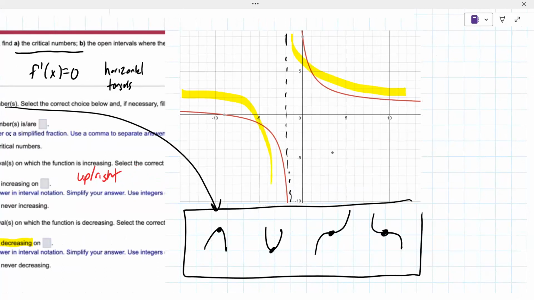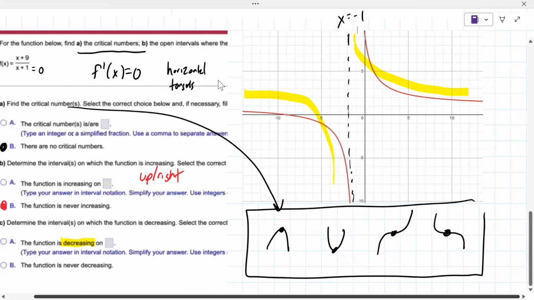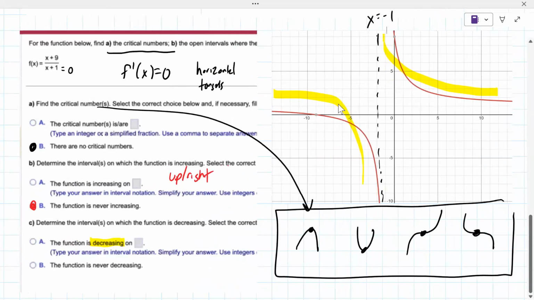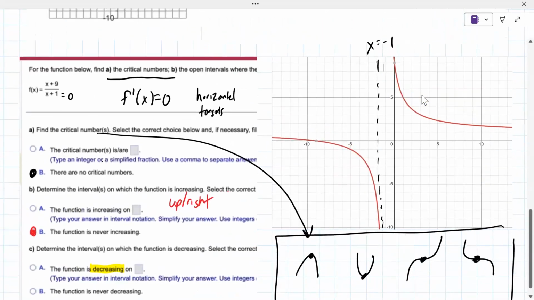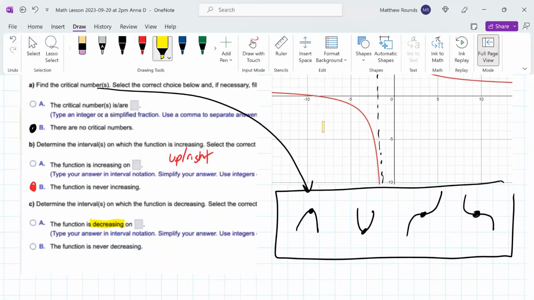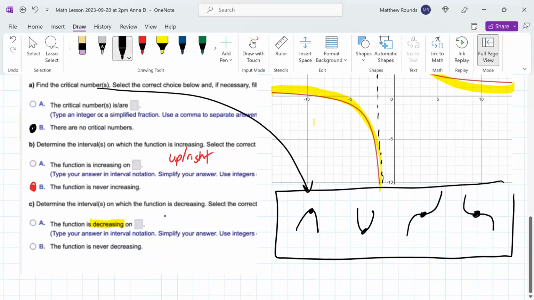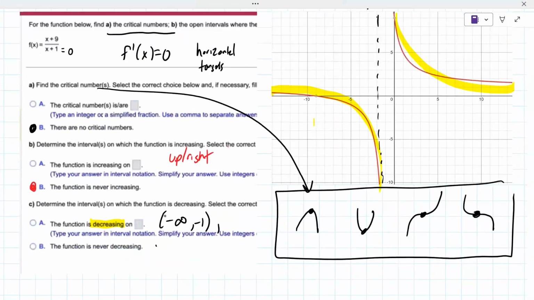Okay, so you can see here at x equals -1 is this vertical asymptote. It's decreasing all the way up to that point, and then all the way down from that point. So let's fix this. It's decreasing, again the x values, from minus infinity to -1, comma, -1 to infinity. This means that it's decreasing everywhere except for -1.